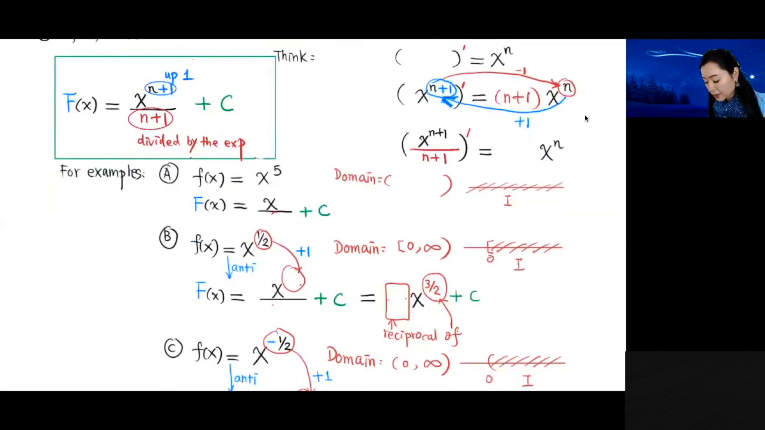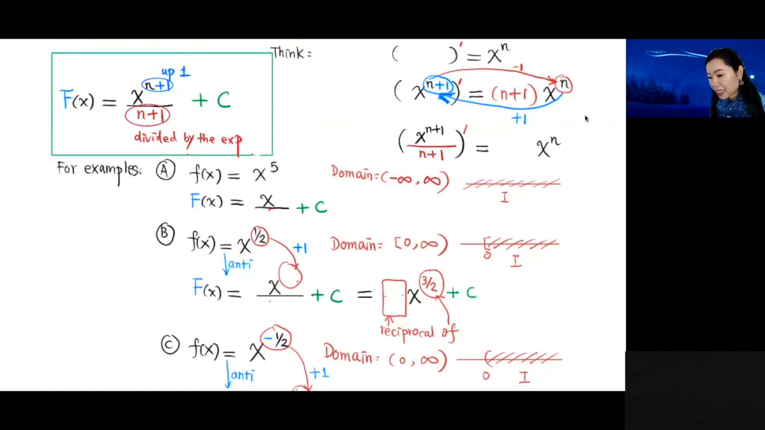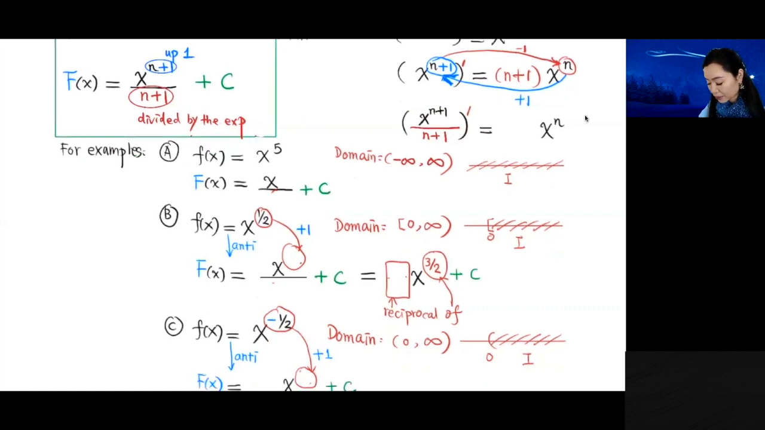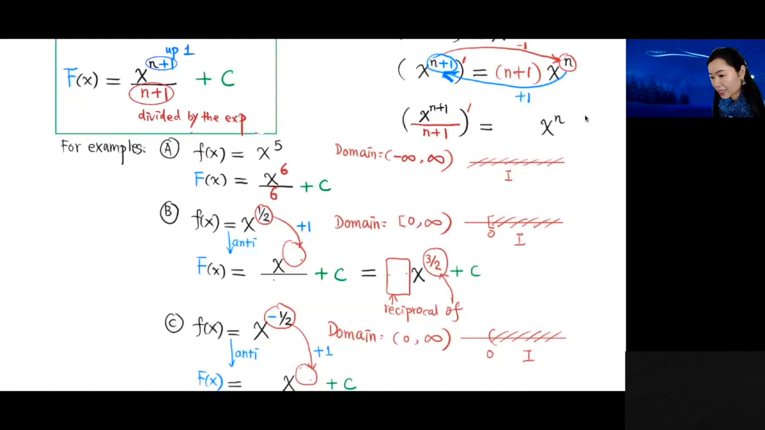For example, x to the 5th power. The domain for this will be all real numbers. So what's the most general antiderivative of this function? X to the what power? X to the 6th power. Increase the exponent by 1, and you divide by 6, right? And add c at the end.